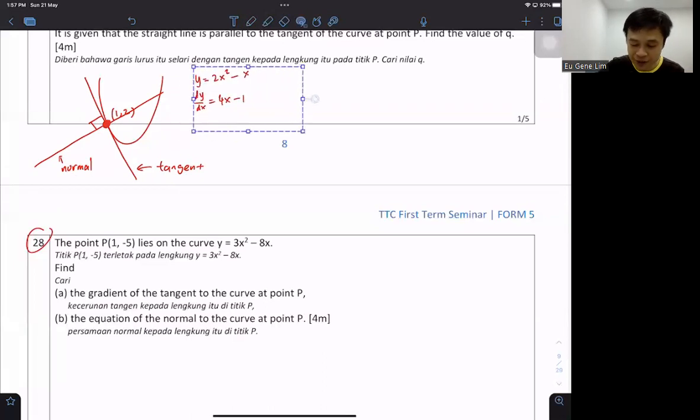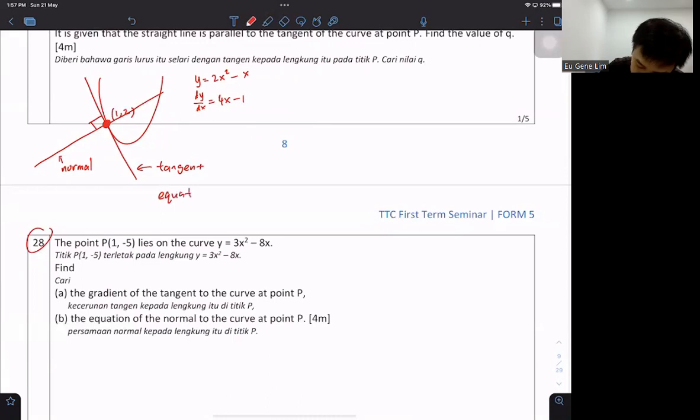Okay, so now the question will ask you to find the equation of tangent. Then you think, if I want to find the equation, I need to do y equals mx plus c, right? If you do y equals mx plus c, then you need m, you need the gradient, right? Remember, gradient is dy/dx.